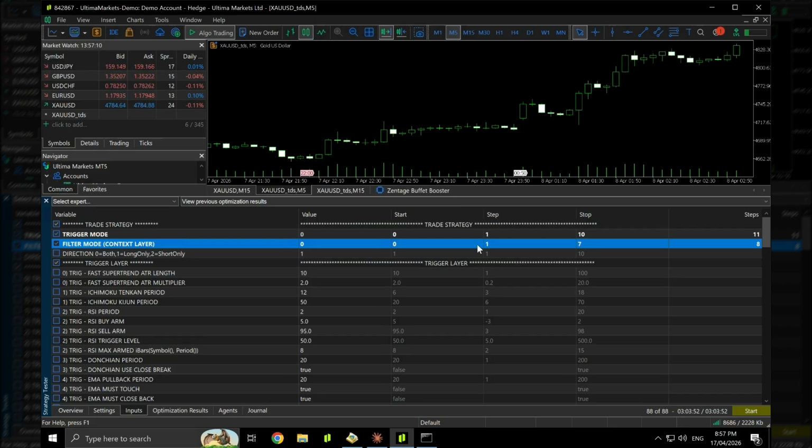When you combine the 11 trigger strategies with the 8 filter strategies, we get a total of 88 possible strategy combinations. MetaTrader will run through all of these combinations automatically during the optimization process. Once the optimization is completed, we will analyze the results and identify the top 3 strategies that show the best balance between profitability, drawdown, and statistical robustness. All right, everything is configured. Let's start the optimization and see what the results look like.